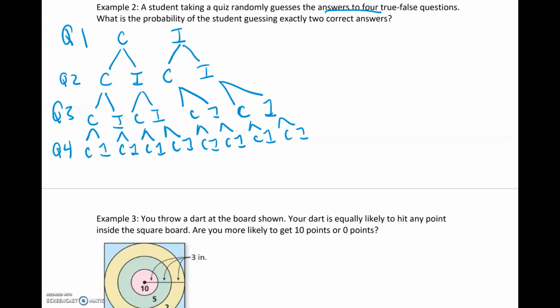Okay, so let's get back to the problem. So remember, we want to guess exactly 2 correct answers. So how do we do that? Well, remember, theoretical probability, this is what we're doing here, is we're not actually saying, okay, how many did he guess correctly and look at over time what his probability is, but we're saying, okay, what are the chances he could guess 2 correctly? So the probability of 2 correct answers is going to be the number of outcomes with 2 correct, right, over the total number of outcomes.